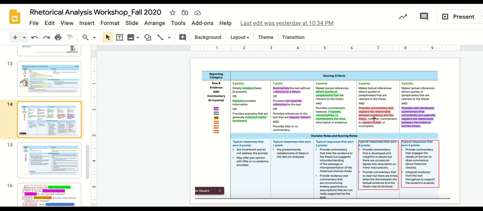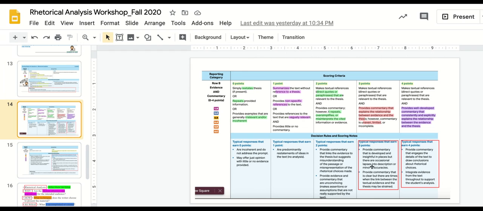You provide commentary that explains the relationship between evidence and thesis. That's important. You explain the relationship. However, it's uneven or limited. And then a 4, it's well-developed commentary, and it consistently and explicitly explains the relationship between the evidence and the thesis. Okay? So responses that can earn 3 or 4 points.